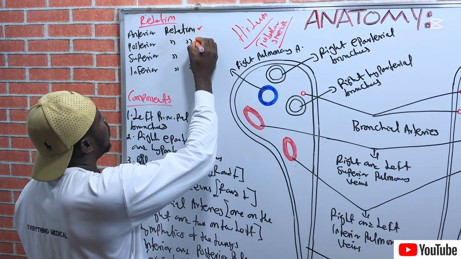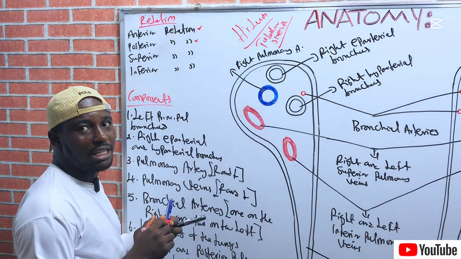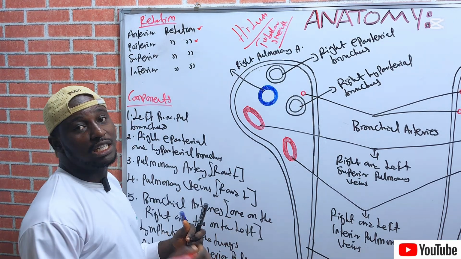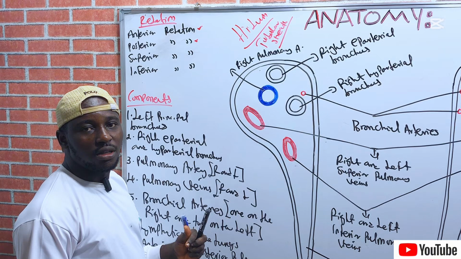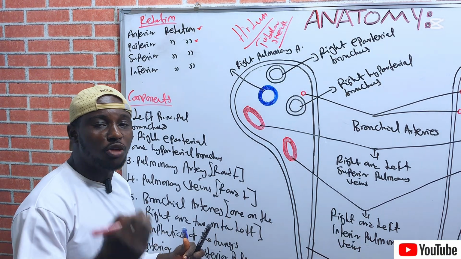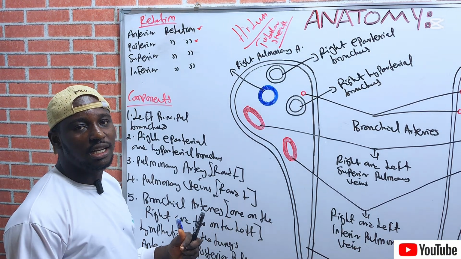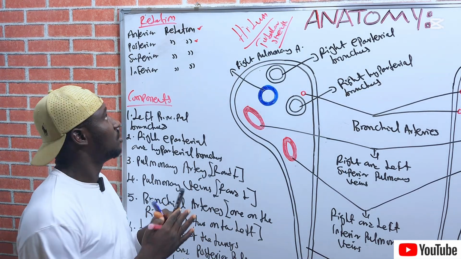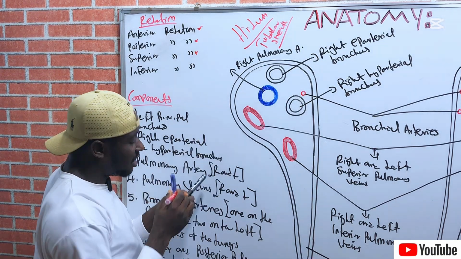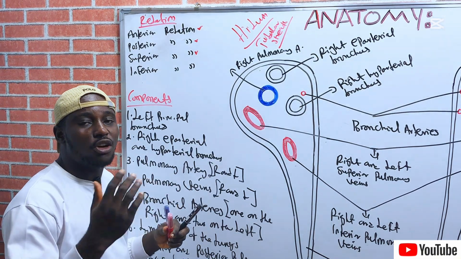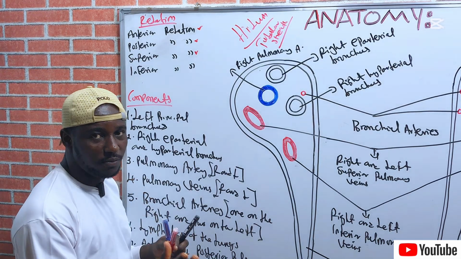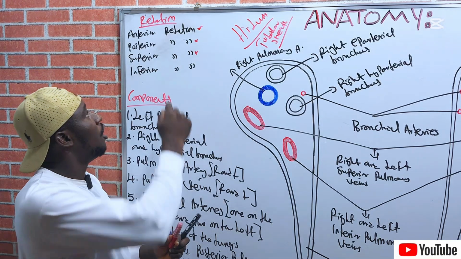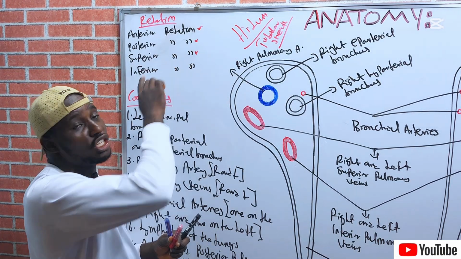Now, the posterior relation, it is related by the vagus nerve. It is also related by the posterior pulmonary plexus of nerves. It is also related by the descending thoracic aorta, particularly on the left side only. That is the relation. Now, on the superior relation, it is related by the arch of azygos vein on the right side only, and also the arch of aorta on the left side only. That is the relation of the root of the lungs on its superior aspect.